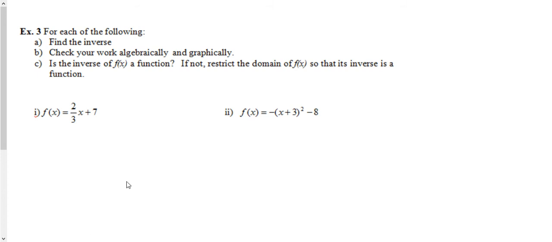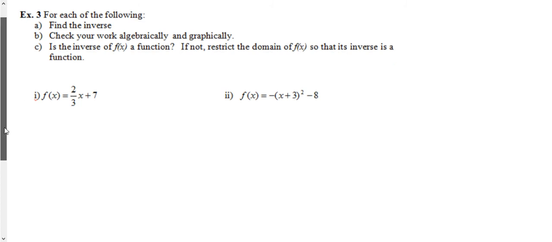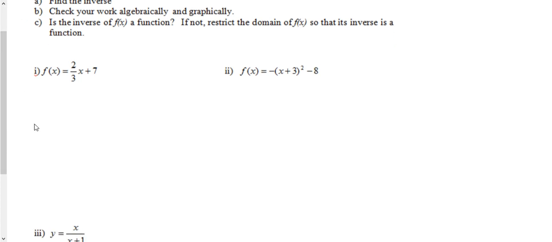In this first example, again, we're just going to repeat the same steps that we did in the previous example. So the very first thing I'm going to do, sub in a y instead of f of x. So I'm going to rewrite this as y equals 2 over 3 x plus 7. Second step, I'm going to switch around my x's and y's. So x now is equal to 2 over 3 y plus 7.